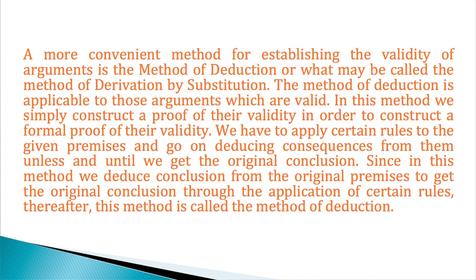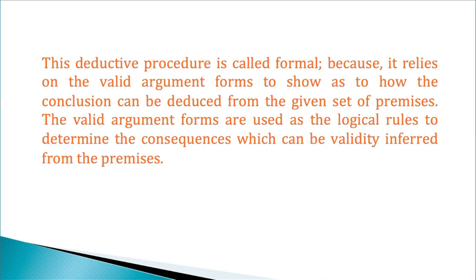Since in this method we deduce the conclusion from the original premises through the application of certain rules, this method is called the method of deduction. Dear learners, this deductive procedure is called formal because it relies on valid argument forms to show how the conclusion can be deduced from the given set of premises. The valid argument forms are used as the logical rules to determine the consequences which can be validly inferred from the premises. Now, dear learners, what is a formal proof of validity?